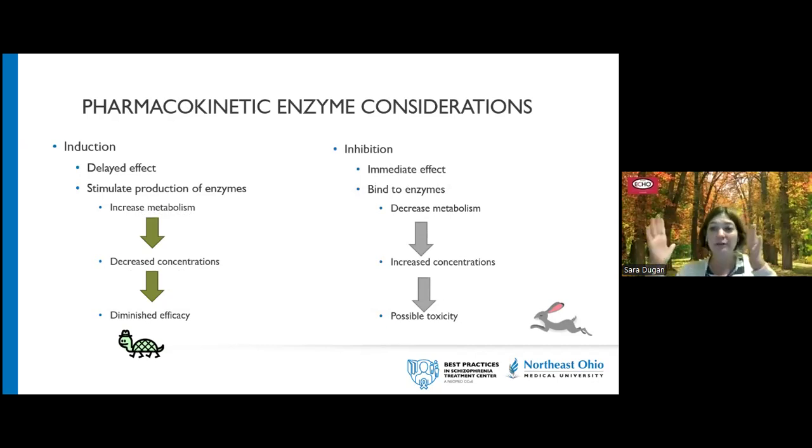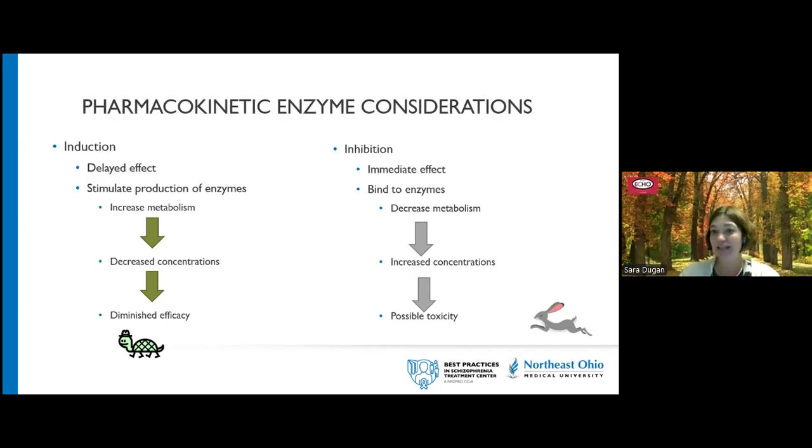So we have two different types of interactions that can happen: induction and inhibition. Induction means that the body is now making more enzyme. The enzyme is a protein. It takes a little bit of time for the body to get the signal that it needs to make more enzyme, to create all of the bits and pieces that it needs to put that enzyme together and then get that enzyme up and rolling. So it's not something that happens right away.